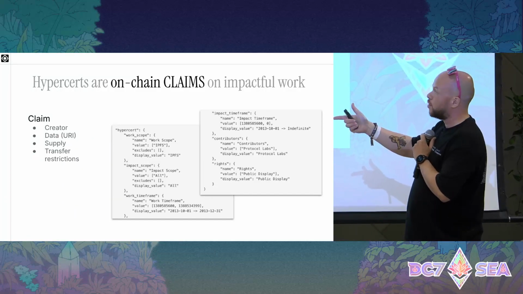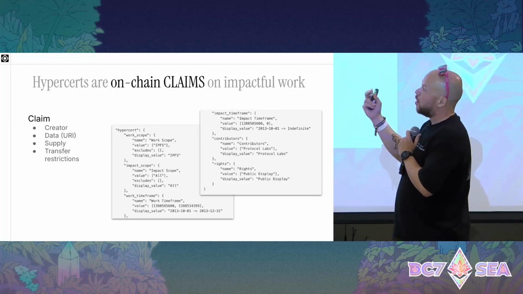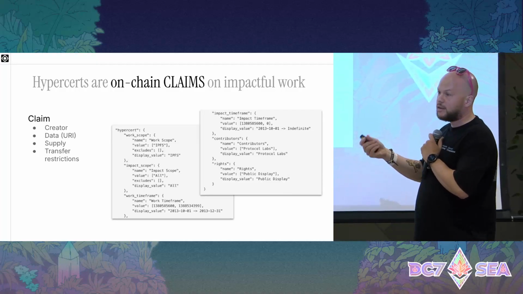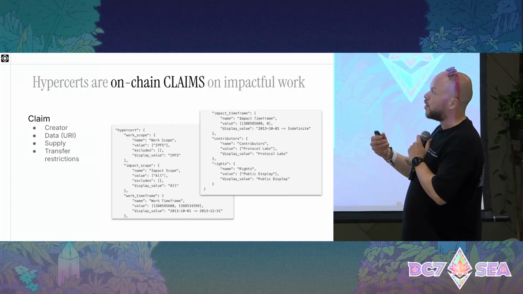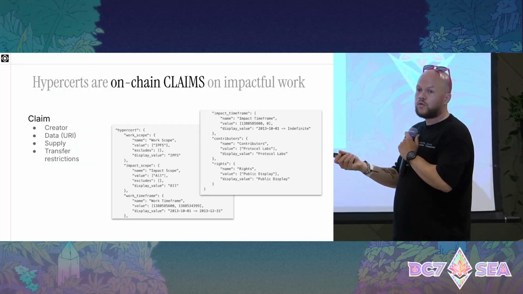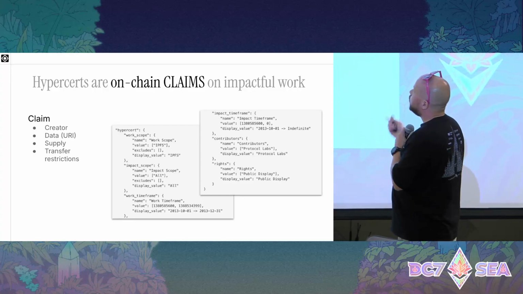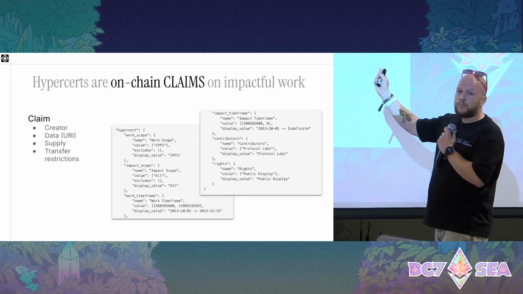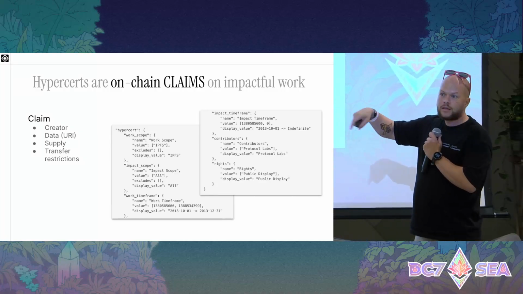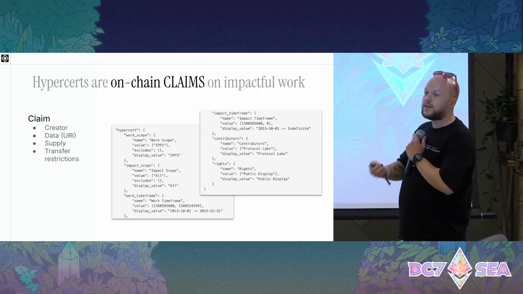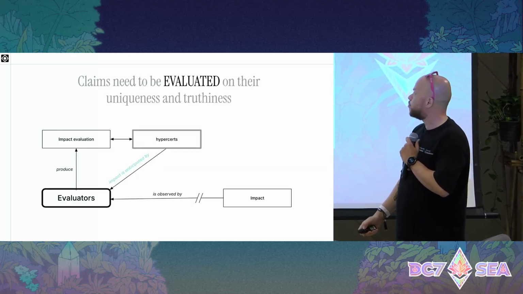We know the data that you're claiming. We know the supply and the transfer restrictions. We'll dive into supply and transfer restrictions a little bit later. What's important to remember is that transfer restrictions enable you to disable secondary market activities. Then we take all the data, we put it in a JSON, and we store it on IPFS. And then we index this again to make it easily available for you. But basically, everything is on IPFS or on-chain.